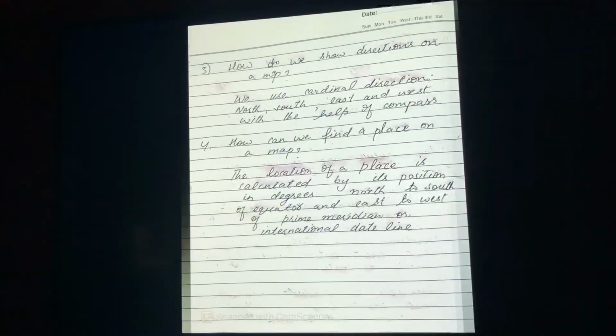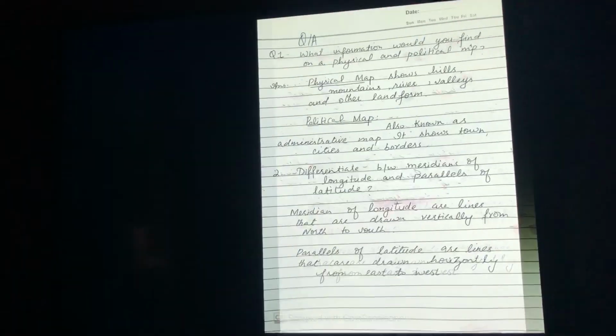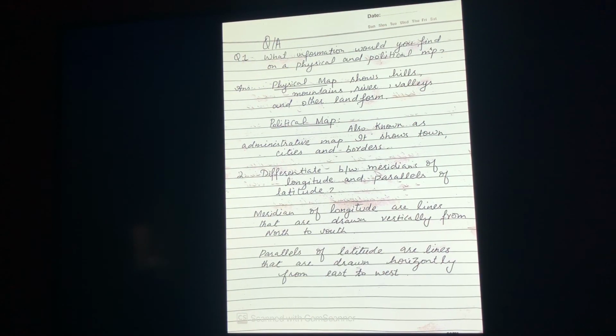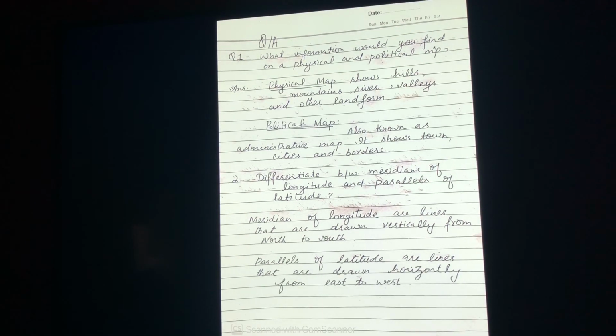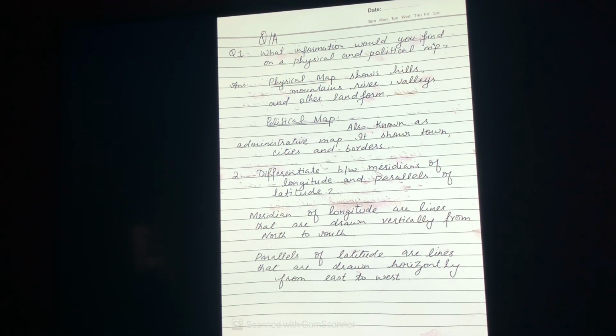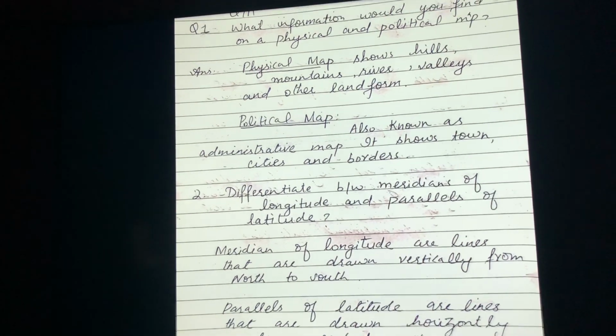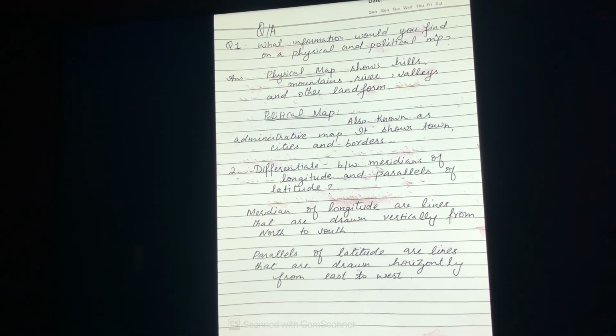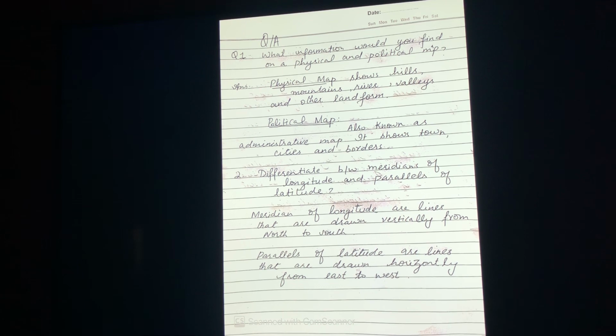Let's move towards another question, another aspect. What information would you find on a physical and a political map? A physical map shows hills, mountains, rivers, valleys, and other landforms. A political map, also known as an administrative map, shows towns, cities, and borders.